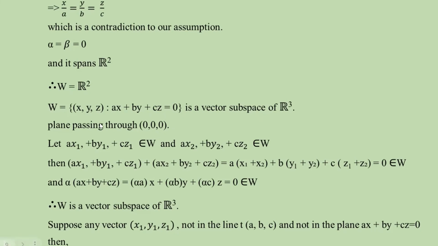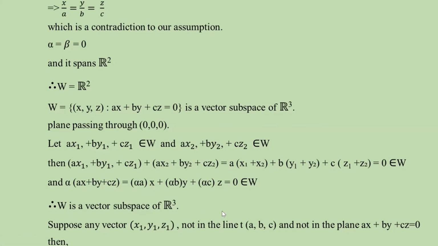two elements in W, let ax1 plus by1 plus cz1 and ax2 plus by2 plus cz2 be zero, and their addition is a times (x1 plus x2) plus b times (y1 plus y2) plus c times (z1 plus z2) equal to 0. So it must belong to W. For scalar multiplication, for any alpha in R, alpha times (ax plus by plus cz) equals alpha a times x plus alpha b times y plus alpha c times z. So it also shows that W is a vector subspace of R3.